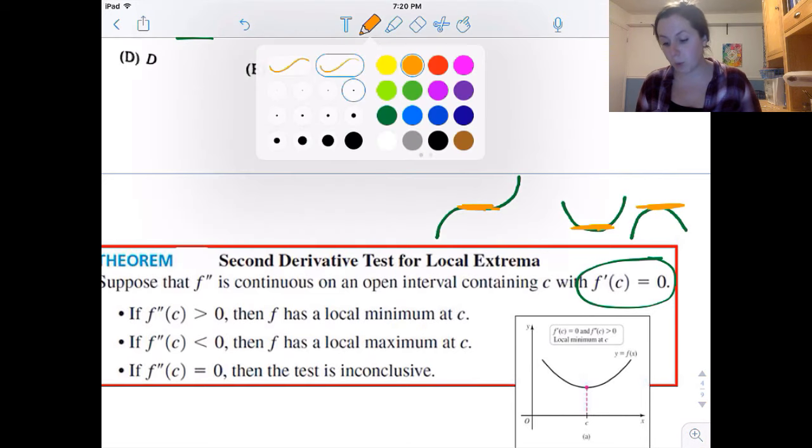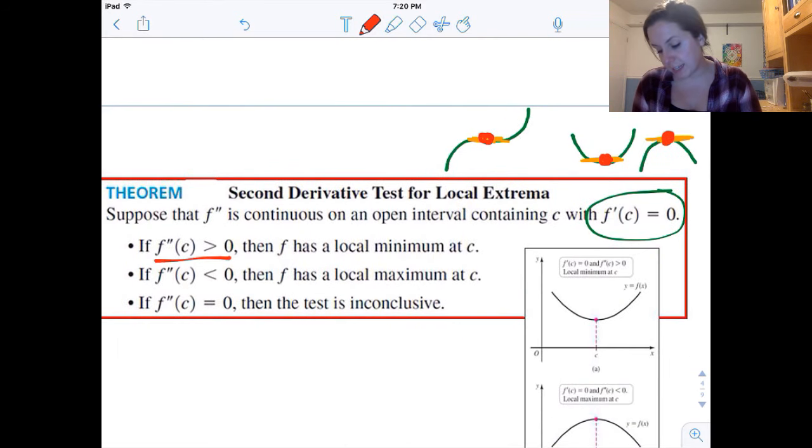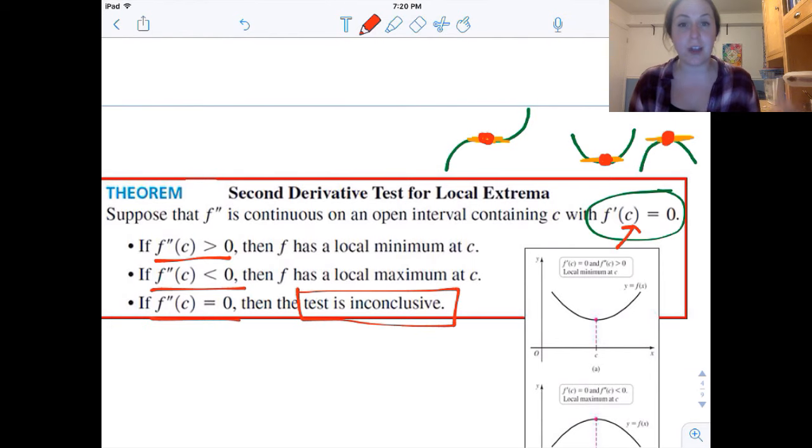So what we look at is what happens to the actual function. If it's concave up, that would mean we have a min. If it's concave down, that would mean we have a max. And if there's no concavity, or if we're not sure, then we need to check another method. So if f double prime is positive at that point where f prime equals 0, there'll be a min. If f double prime is negative, then there'll be a max. And if f double prime is 0, then the test is inconclusive. It doesn't mean that there's not a max or min. It just means the second derivative test didn't work for us there.